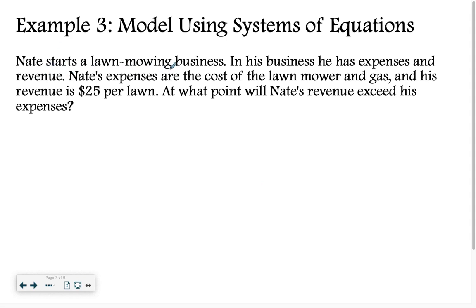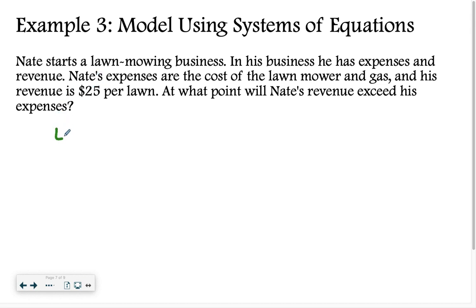So Nate starts a lawn mowing business. In his business, he has expenses and revenue. Nate's expenses are the cost of the lawnmower and gas, and his revenue is $25 per lawn. At what point will Nate's revenue exceed his expenses? Okay, so since we're talking about systems of equations, we know that we need not one equation, we need two. And they kind of listed two for us, right?